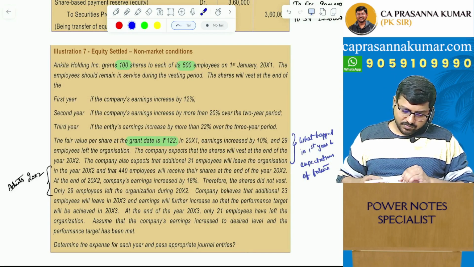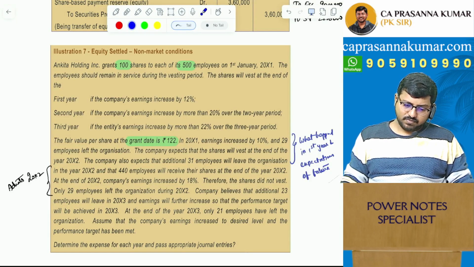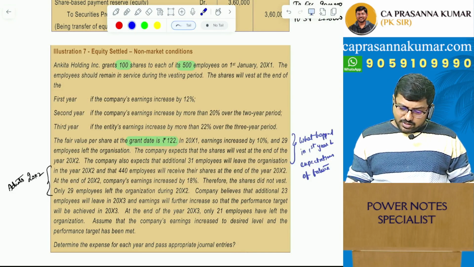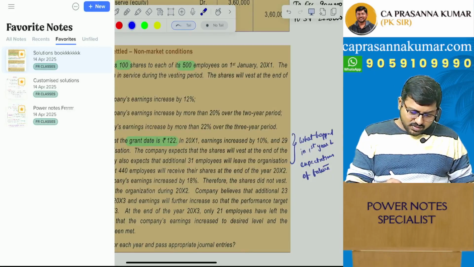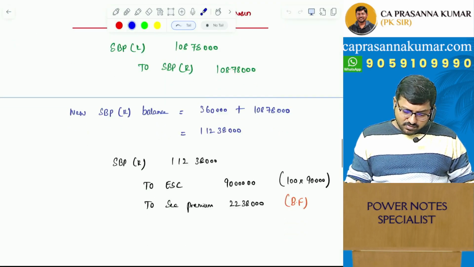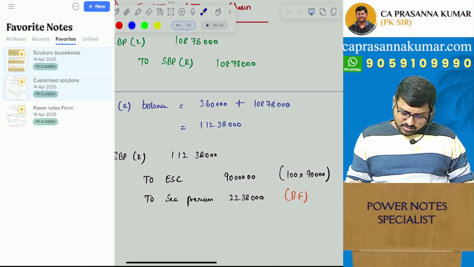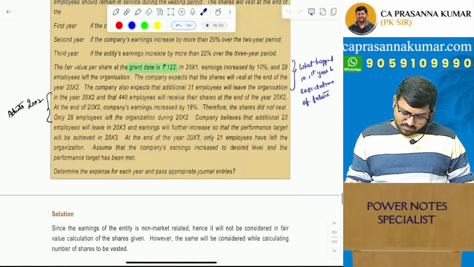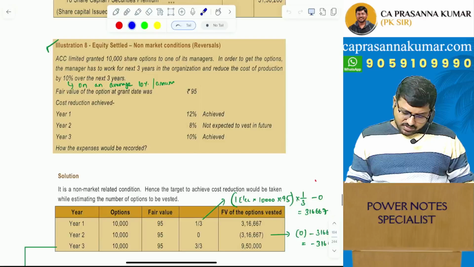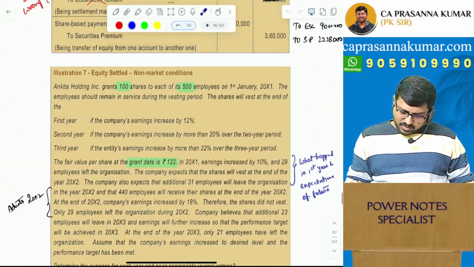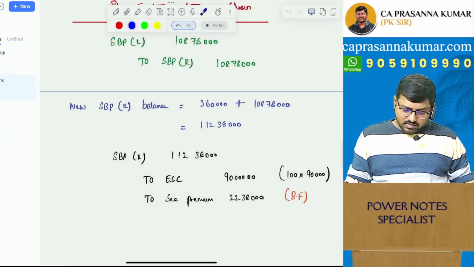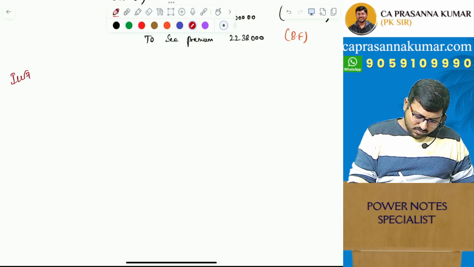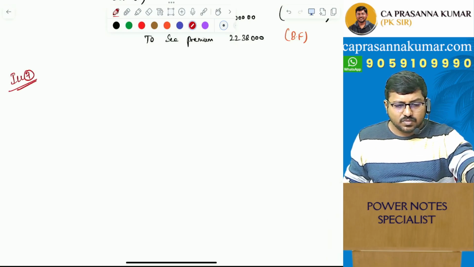Shall we start solving? I hope you're done with your reading. Chalo, let's start solving. This is illustration seven. You guys are ready?